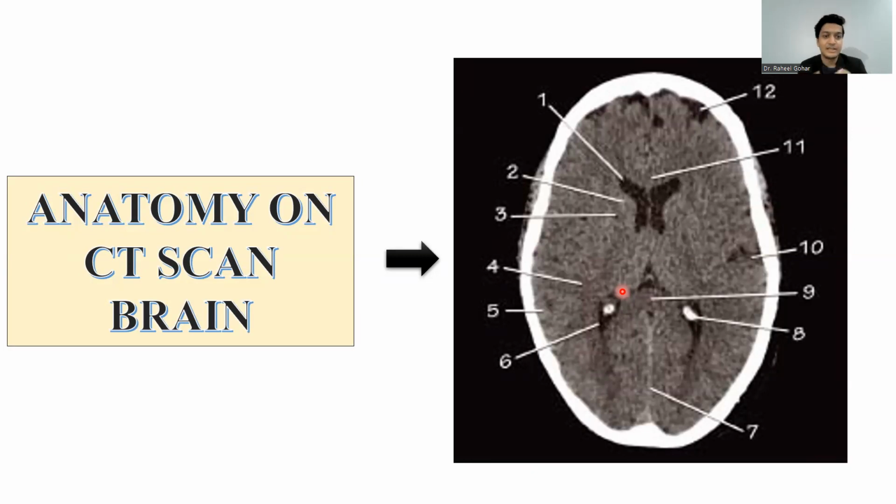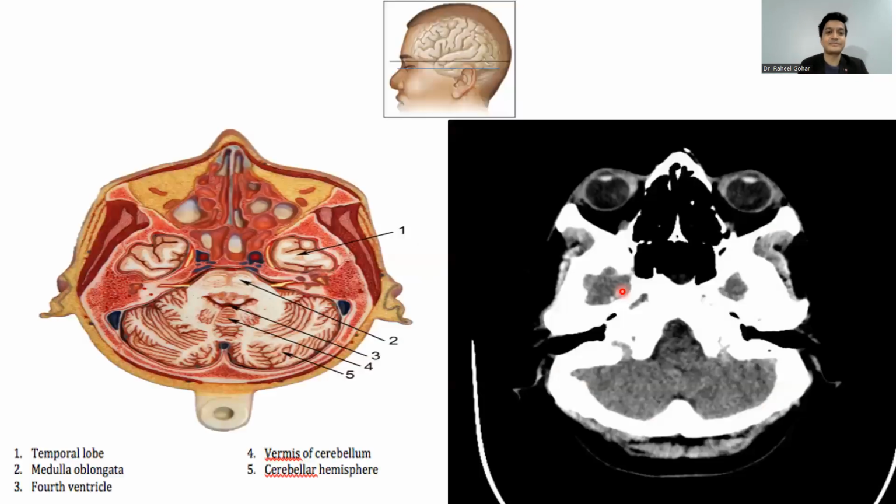Let's begin. Now we have discussed all the basic anatomy. Now we are going to identify all these anatomical structures on the CT scan brain plane. So let's begin. I am starting from the base, and then we will move upwards to identify the different structures. So here you can see we have taken a section.